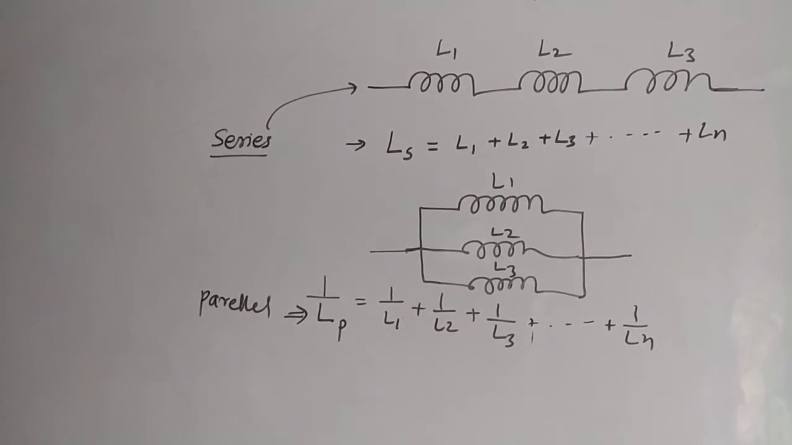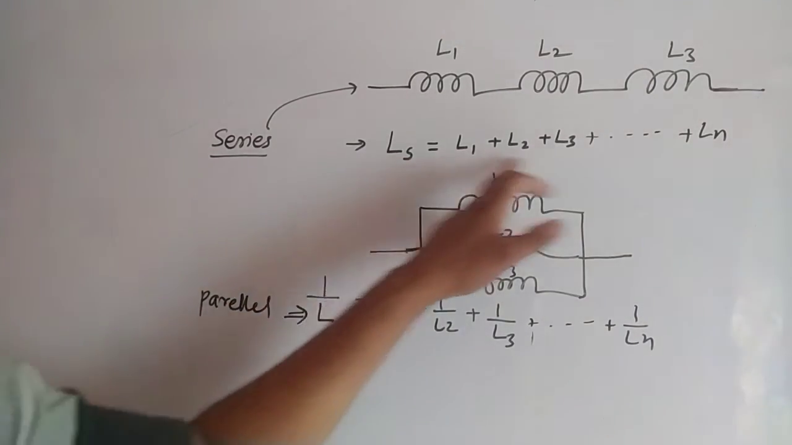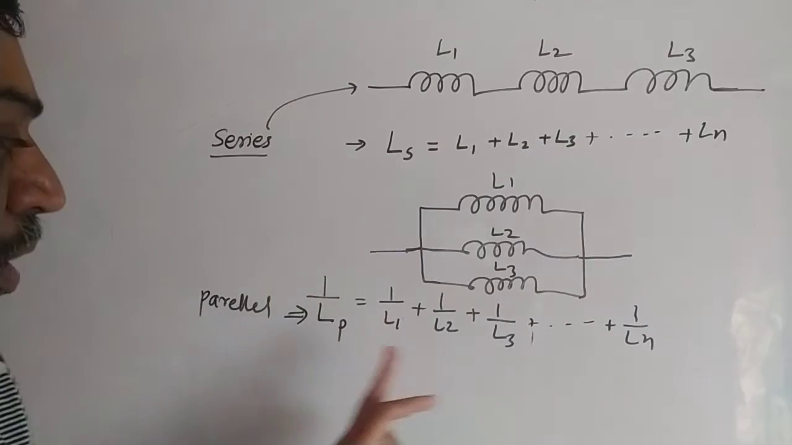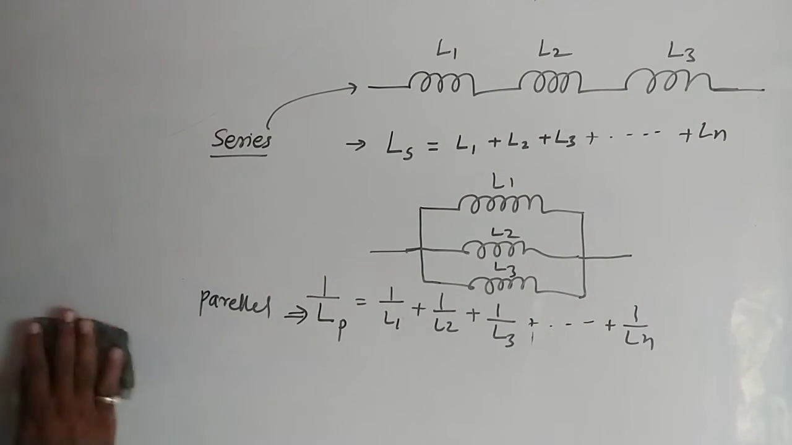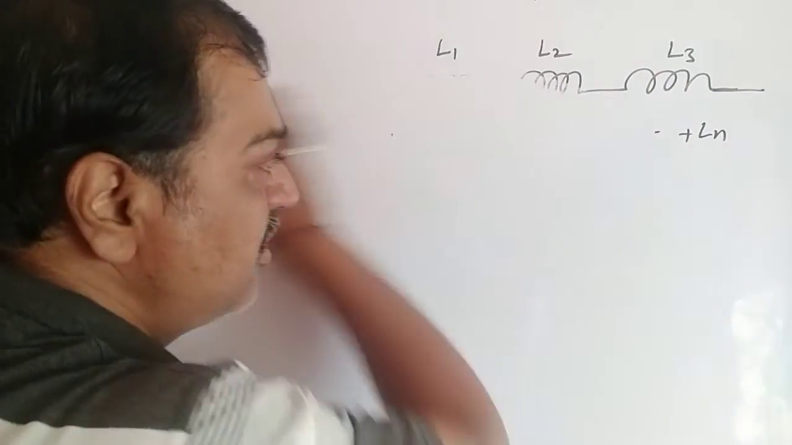And how to find the resultant inductance in series? Just by adding the individual inductors' values. In parallel, just add the reciprocals of them, and then we get the total inductance of the circuit. So this part is exactly similar to resistors in series and resistors in parallel, and a little bit opposite to capacitors in series and capacitors in parallel.